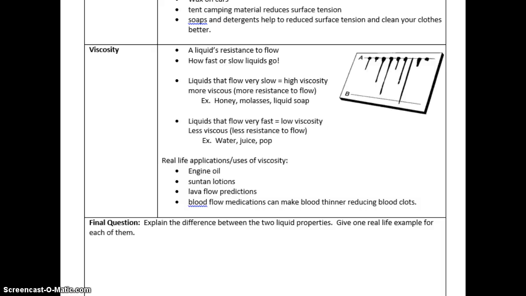Now, what about viscosity in real life? Why do we care? What are its applications for us? Number one, engine oil. Knowing that helps reduce the wear, the friction on our engine parts, therefore saving our engine so it lasts longer. Suntan lotions, lava flow predictions. If the lava is very viscous, it's going to flow slower, therefore giving people more time to evacuate homes. Even blood flow medication. Some people have thicker blood, and so they give them blood thinners to help reduce the clots. So therefore, viscosity is used in blood flow medications.